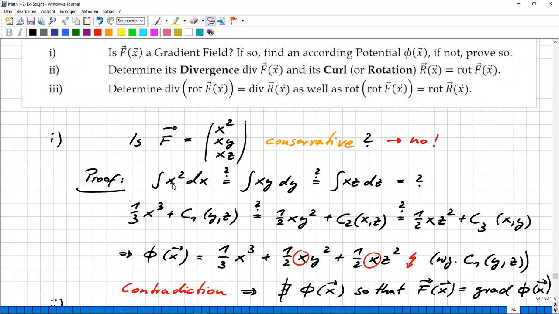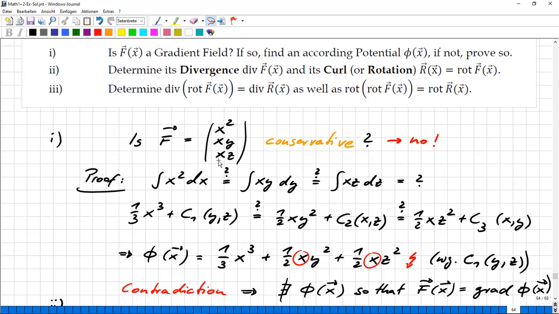For the first one, we get this 1/3 x cubed as we want. Everything else must not depend on x, but it does depend on x here, not only here, but also here. So that's why I have two contradictions even. Again, if I take the partial derivative of this one for x, I get my x squared, but I also get my 1/2 times y squared and even plus 1/2 times z squared. So this is two contradictions referring to the first vector field component. The other two, no problem.